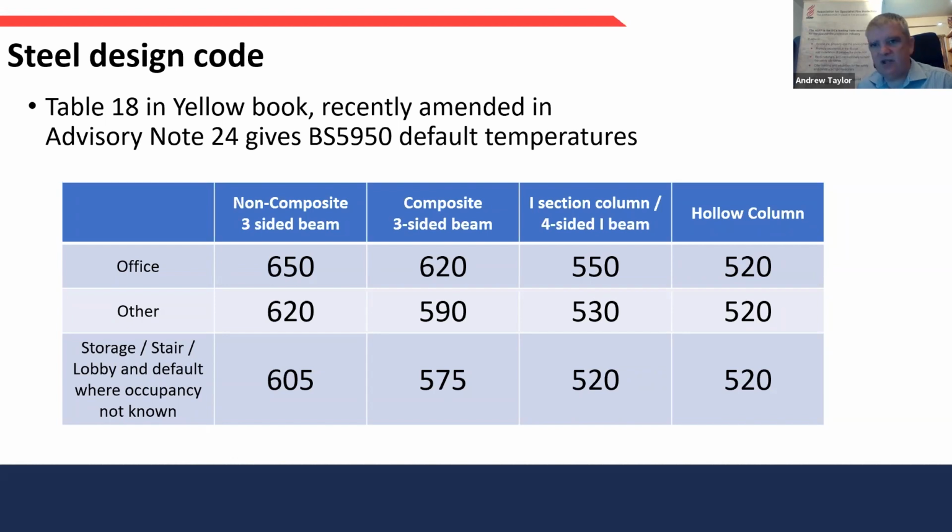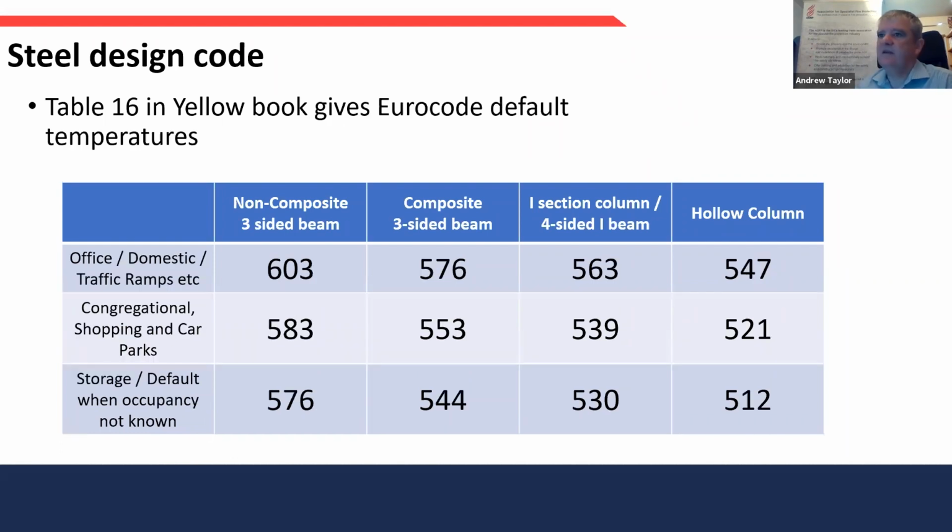And that was traditionally how the industry has operated for many a year. But of course, that's relevant for an office, but it's not necessarily relevant for a storage, stair or lobby type building, again under BS 5950, or for any other structure under BS 5950. And so we've got various areas of temperatures there away from 620, 550, 520, where the use is making a subtle difference. If we look at the Eurocode, that's table 16 in the yellow book, and it's also within that.